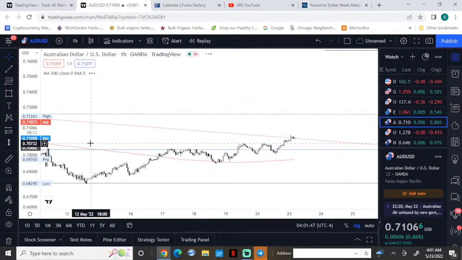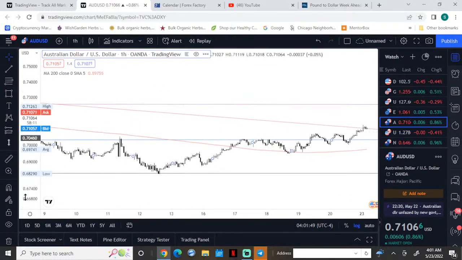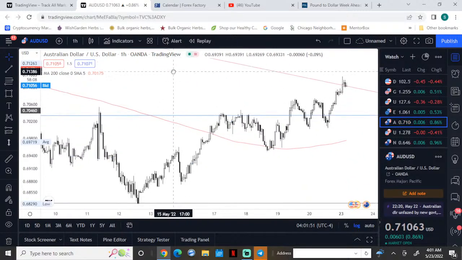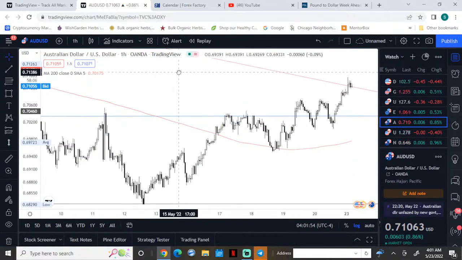I like to put my fibs on the 1 hour. I actually enter my trades on the 1 hour also. I don't go below the 1 hour, as you can see.